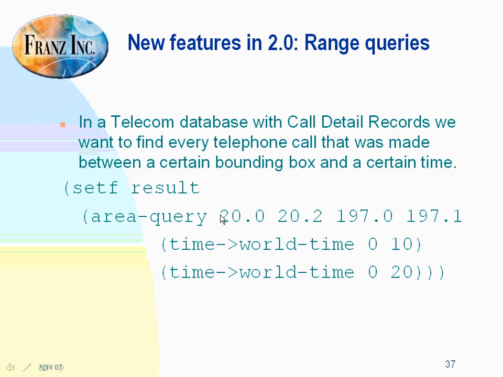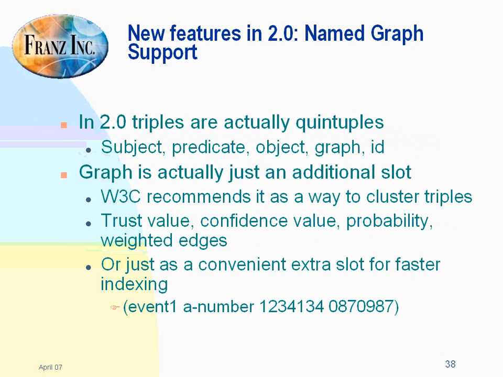And we now can do things like, okay, find every area in a particular time and get it very efficiently back. So I will demonstrate that part. Then the other thing is named graphs.